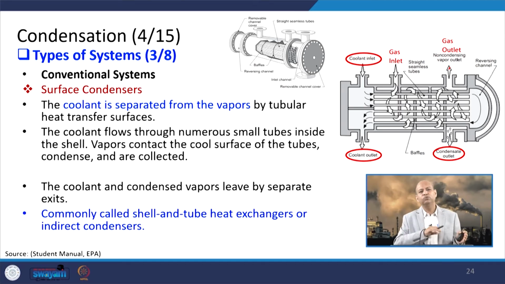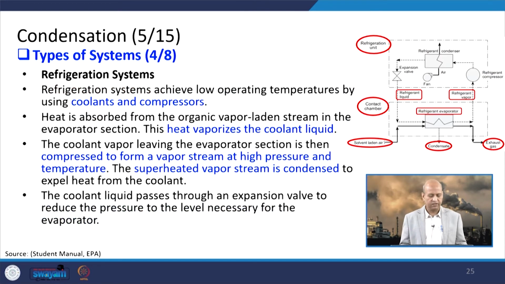The coolant flows through numerous small tubes inside the shell. You can see these tubes, and the vapors contact the cool surface of those tubes and condense, converting into a liquid portion which is then collected. So, the coolant and condensed vapors leave by separate exits. You can see this coolant exit and this condensate outlet, because they have separate flow regimes. It is commonly called a shell and tube heat exchanger or indirect condenser because of this process of indirect recovery.